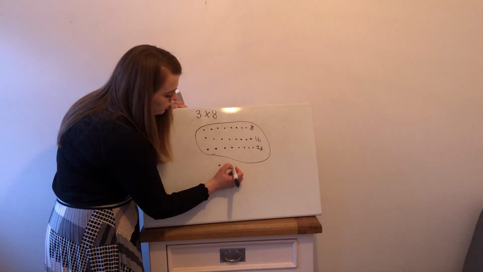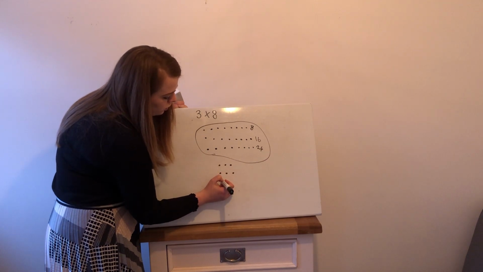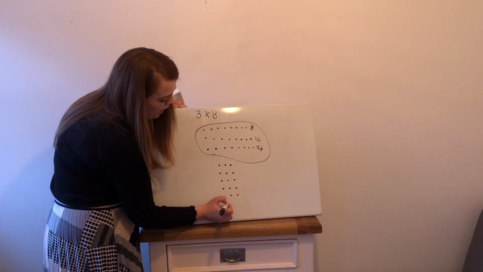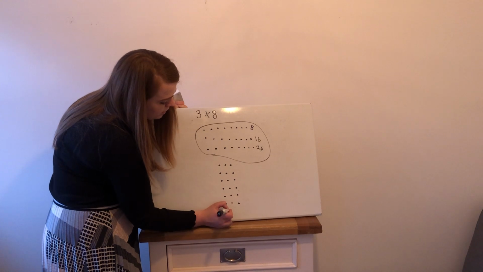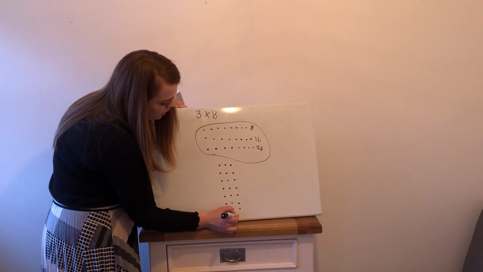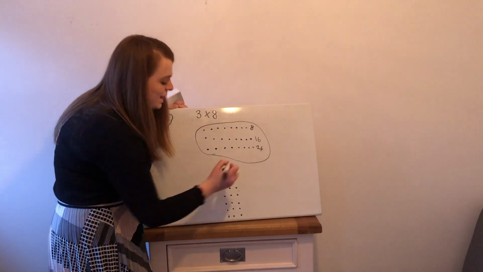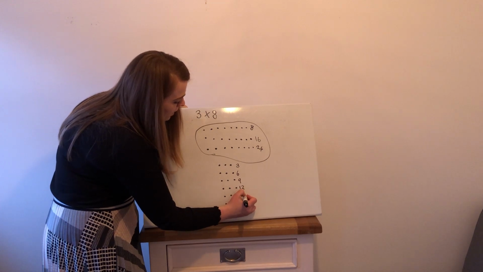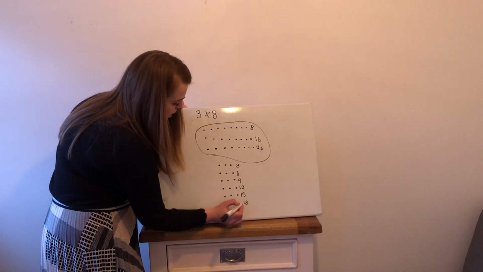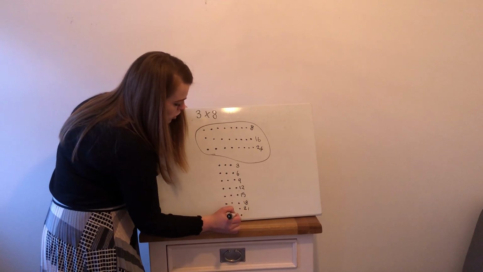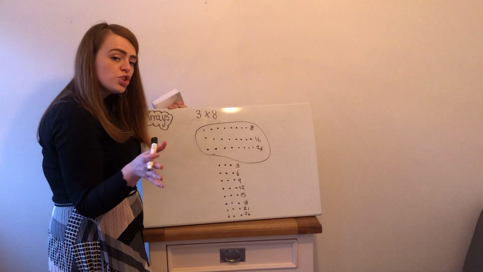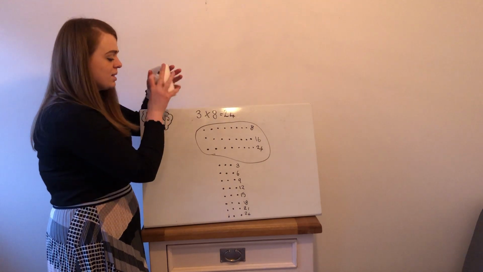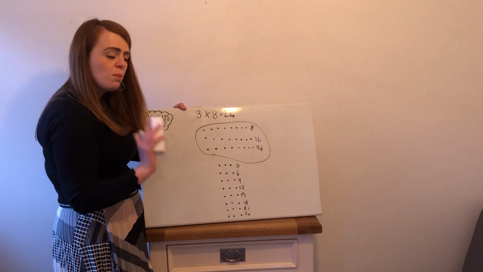So here's 1, 2, 3, 4, 5, 6, 7, 8. Okay, and I'm going to count up in 3s. So 3, 6, 9, 12, 15, 16, 17, 18, 19, 20, 21, 22, 23, 24. So there I have 2 different arrays that show me that the answer is 24, so I'm feeling confident that that's the answer. Right, boys and girls, we're going to do one more question.